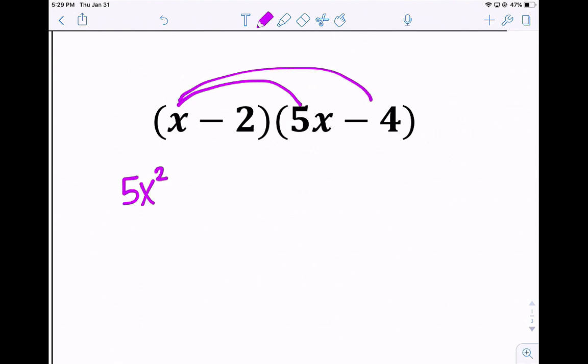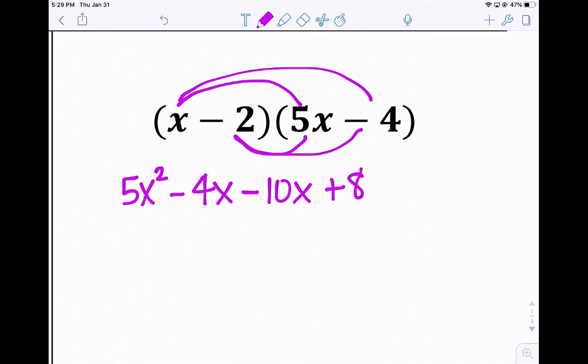X times negative 4 is negative 4x. Then we distribute a negative 2, so you have to take the sign with it. So negative 2 times 5x is going to be negative 10x. And negative 2 times negative 4 is positive 8.